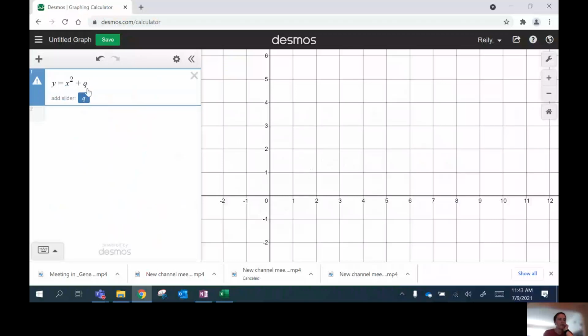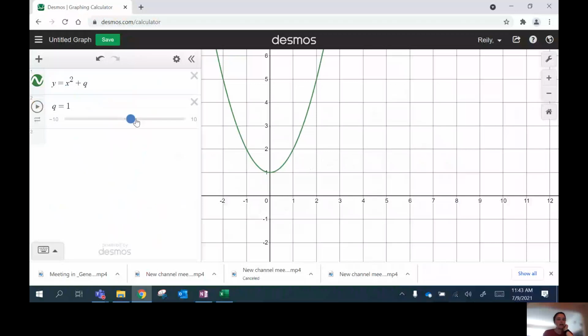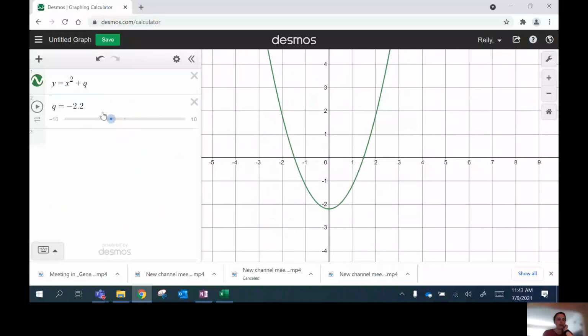So if you put plus q, it'll ask you to add slider q. We're going to do that. And then what you can do here is just move this around and see what happens when you change the value of q. When q is negative, you'll see this graph has shifted downwards. And when q is positive, you'll see the graph shifts upwards. Nothing else happens to the graph. It simply moves up or down depending on the value of q.